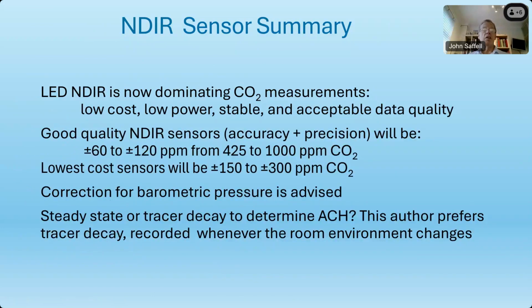So we now have LEDs, NDIRs dominating, and if you pick 425, which is ambient air, you're going to be 60 ppm accurate, plus or minus 60. And at 1,000, you'd be 120 if you're buying a decent CO2 sensor. And you've got to correct for barometric pressure. And I personally prefer tracer decay, and a few of the other speakers today agree on that one.